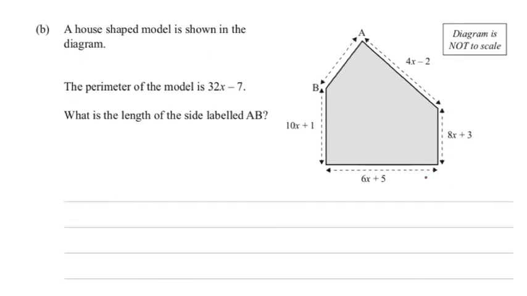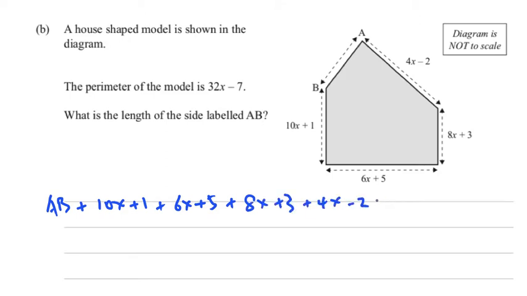Alright, question B. A house is shaped as this. Interesting shape. And the perimeter of the model is going to be 32x minus 7. Perimeter, what does perimeter mean? It just means the boundary added together, right? So that means AB plus, I'm just going through everything: 10x plus 1, plus 6x plus 5, plus 8x plus 3, plus 4x minus 2, and that whole thing equals 32x minus 7.